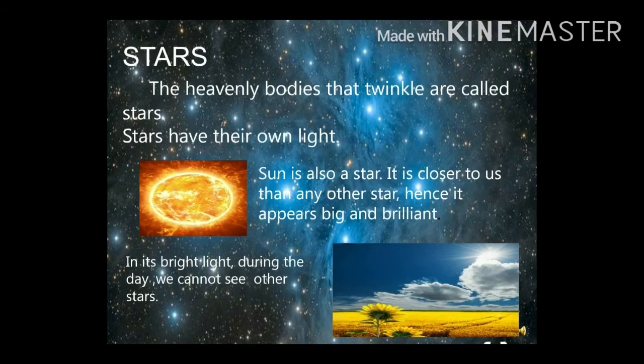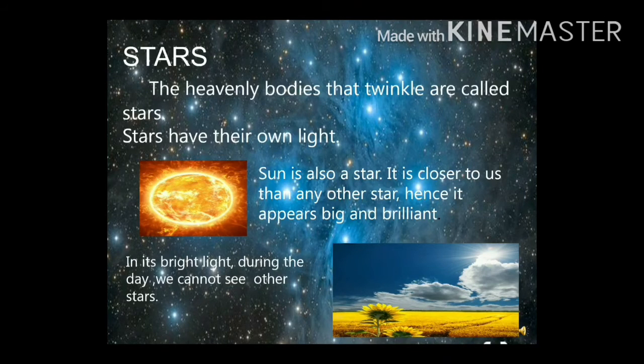Sun and moon both are comparatively closer to us than the stars. So in the bright light during the day, we cannot see any other stars. As you can see in the picture, there is a flower, there is a cloud, there is the sun, but we can't see the star in this picture. But see in the background, here you can see stars because it is night.